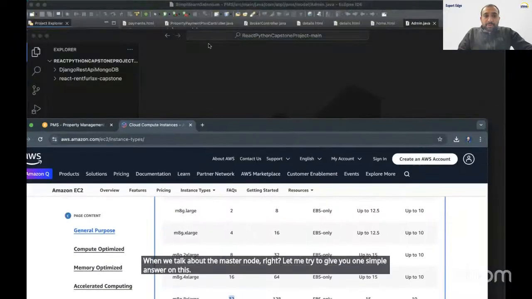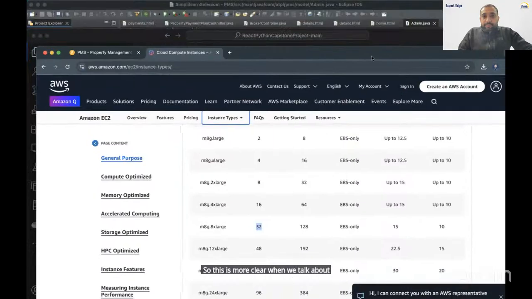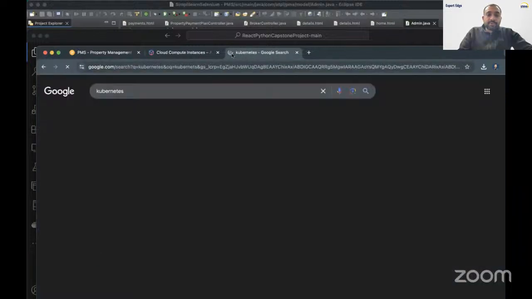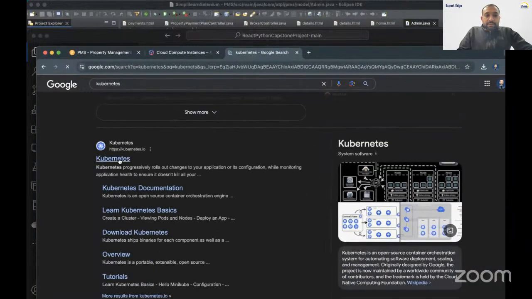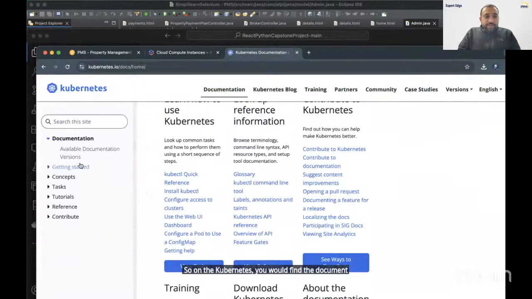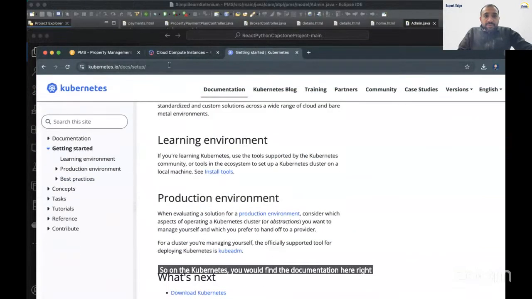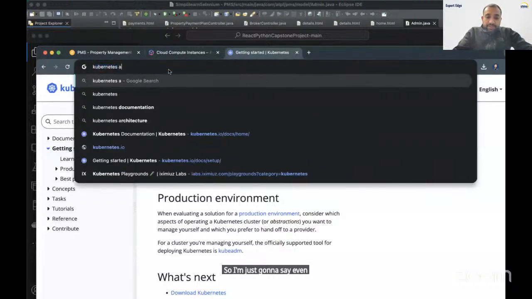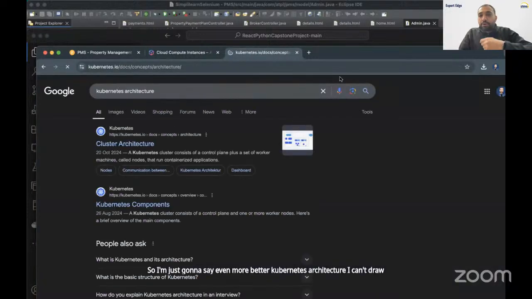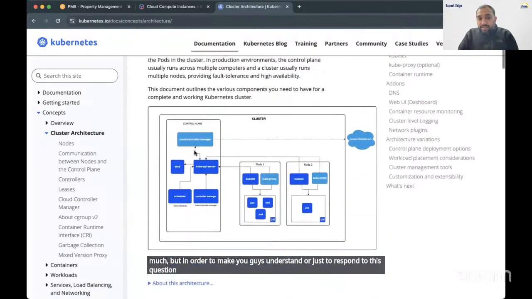So this is more clear when we talk about it in a better way. On Kubernetes, you would find the documentation here, right? So I'm just going to say Kubernetes architecture. Now, I can't draw much, but in order to make you guys understand or just to respond to this question, so this is exactly your answer over here, right?